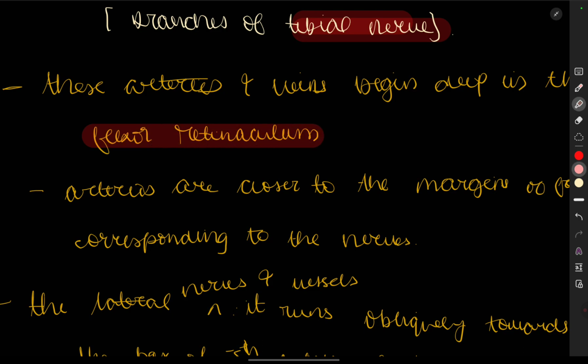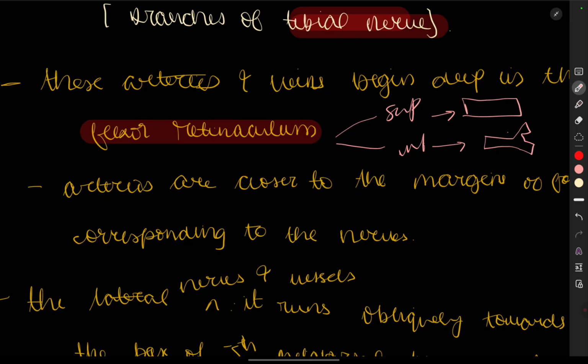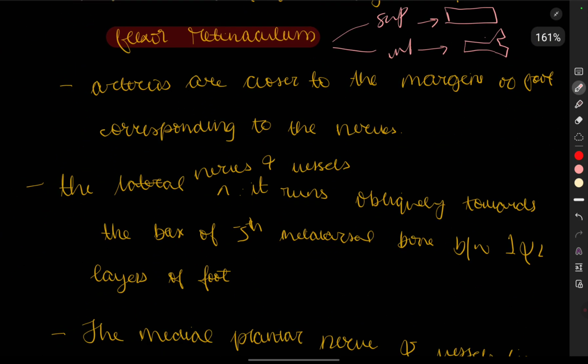We have two retinacula, the superior, wait, let me change to the pencil. We have the superior flexor retinaculum and the inferior flexor retinaculum. The superior is rectangular in shape, and the inferior is Y shaped. Please do check out the video if you haven't seen it. I'll link it in the description below.